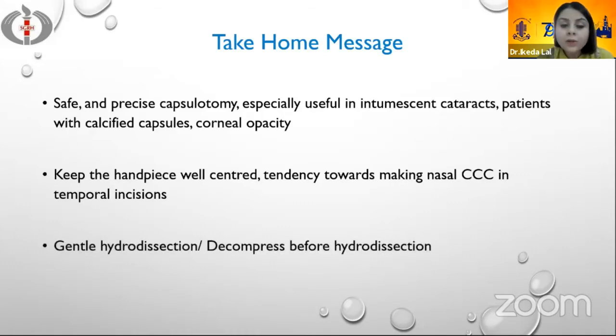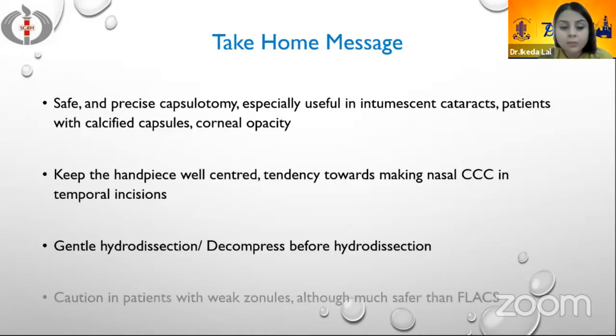A gentle hydrodissection or decompression before hydrodissection might be ideal, as we saw from the case where we did hydro, and suddenly, because of the increased pressure in the bag, the anterior capsule gave way. A word of caution in patients with weak zonules, although even the manual rhexis is very difficult in patients who have zonular dialysis, and this device appears to be safer in patients with weaker zonules than FLACS.